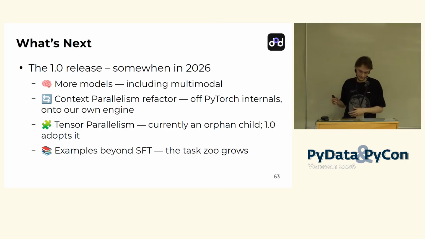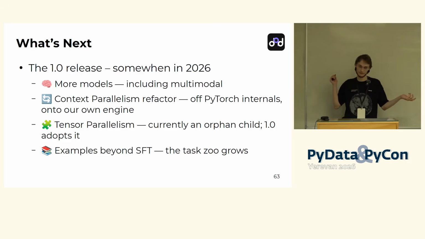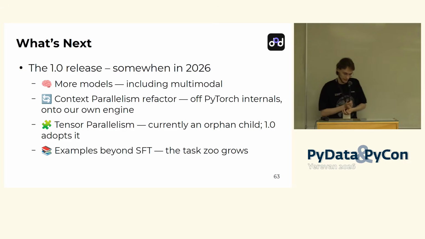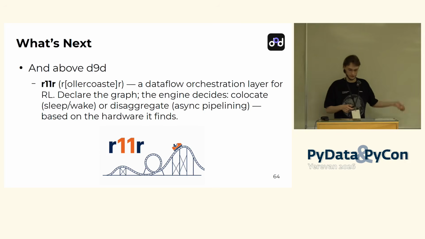So we'll still add it, but not now. Yeah, and we want to add some examples beyond supervised fine-tuning, because we want to add examples for classification, for embedding models, for reinforced learning, and so on. Yeah, that's a roadmap of things we want to do before 1.0.